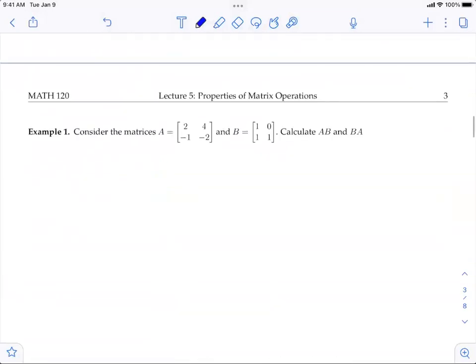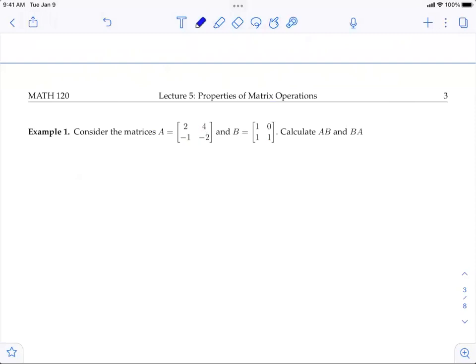In the next example, I want to revisit the idea of a product of 2 matrices, because it's important for you to know that the product is not always commutative. That is, A times B is not always going to equal B times A. So consider the 2 matrices 2, 4, -1, -2, and 1, 0, 1, 1. These are 2 by 2 matrices.